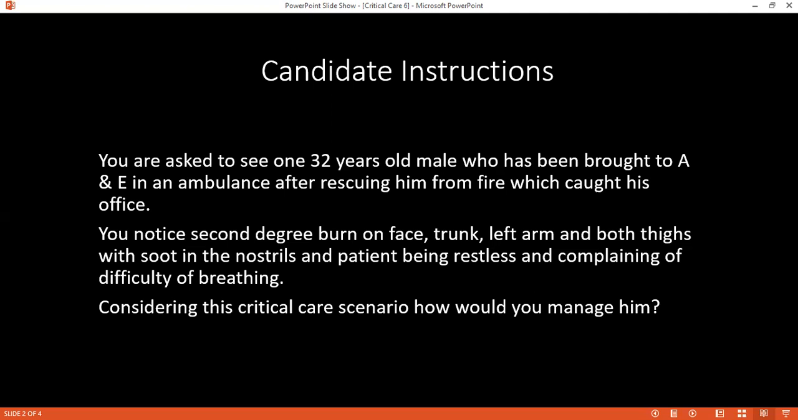And I can assess the depth of the burn by inspection. In case of partial thickness burn, it will be red or reddish or pale in color, and there will be blisters and it will be painful. And in case of full thickness burn, it will be white and leathery, and it will be insensate.